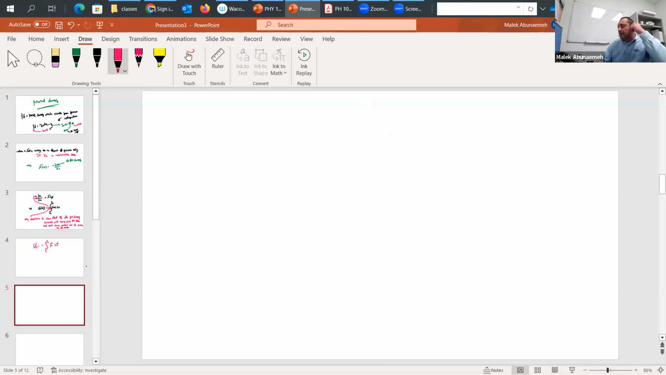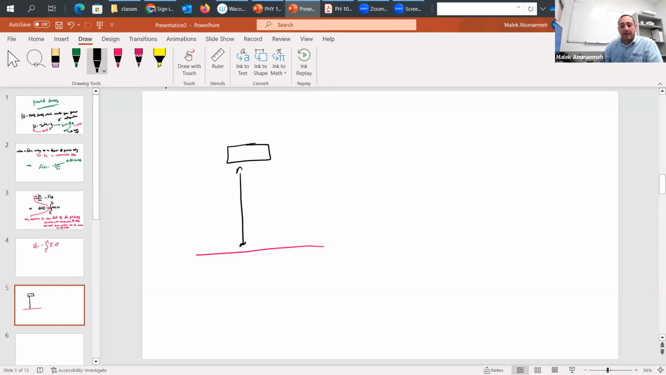So let's say we have two objects. Let's say this is the ground, and you've got an object at a distance, I would say y, because you're going on the y-axis. Now the potential energy for this object with mass m is going to be your mass times gravity times your height, where gravity is 9.8 meters per second squared. H is your height.